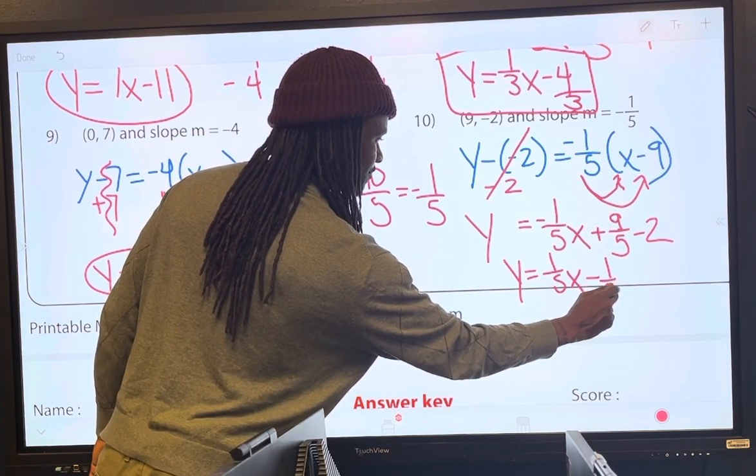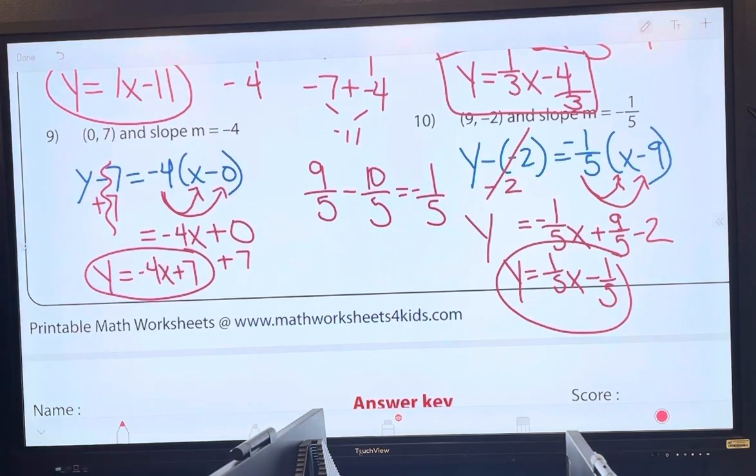minus 1/5. Did we learn that yet? No, I'm going to try to give y'all some numbers so you don't have to have fractions tonight.